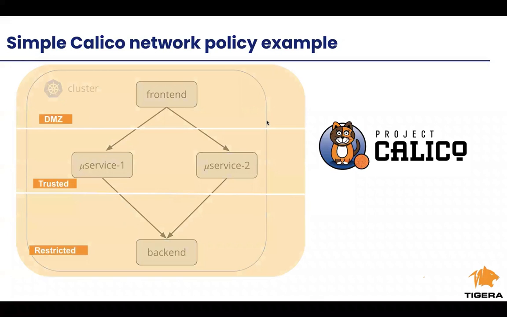And you can see what we're going to do is segment them from one another. The connections into the cluster from outside of the cluster are allowed to only come to the front end and into the DMZ zone. Then the front end is going to be allowed to talk to the trusted zone, and then the microservices will be allowed to talk to the back end. And we'll have three different zones: DMZ, trusted, restricted.